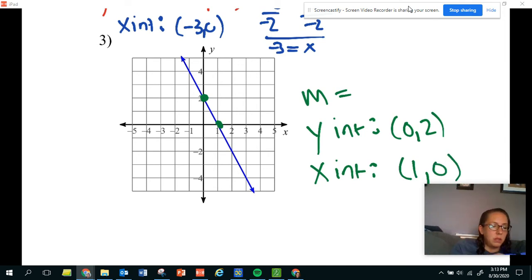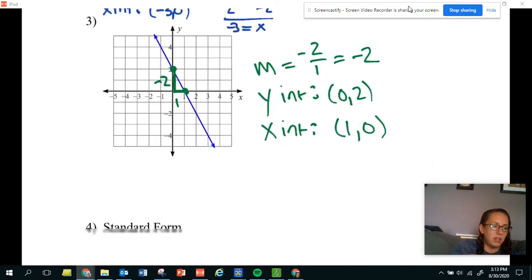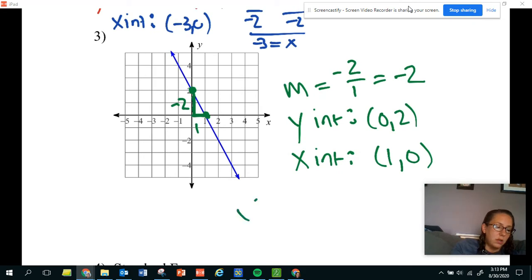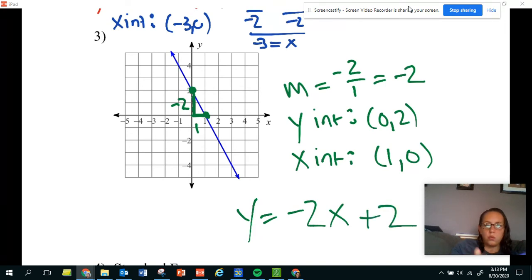And then my m is my rise over run. So I'm going to draw a little triangle. I went down 2, so -2, and I went over 1. So that's going to be -2 over 1, which is just -2. So it didn't ask for the equation. But let's write the equation anyway. My equation would be -2x plus 2. Cool.